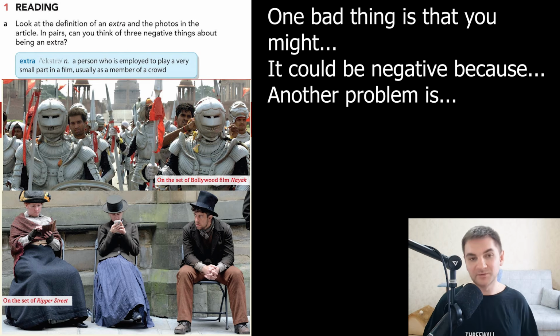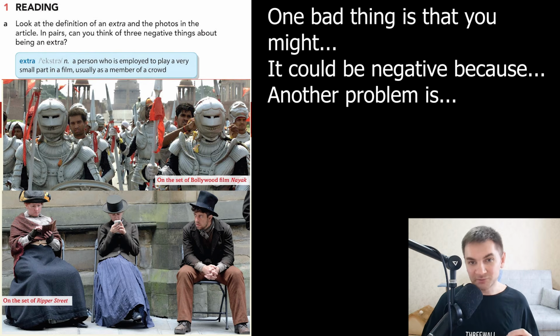So, first of all, in part A, we have a little warm-up activity. And it starts with a definition. The word extra. What is an extra? Well, an extra is a person, right? An actor, basically. But they are employed to play a very small part in a film. Usually, they're just part of a crowd, like they're in the background. So, have a look at that definition.